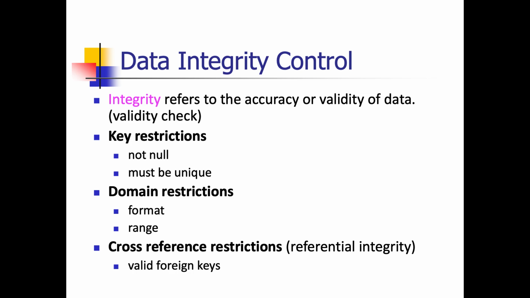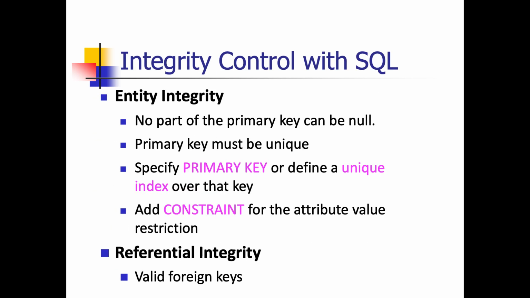And then we have domain restrictions. Domain restrictions are about the format or the range of the values. For example, you want the values of a specific column to be in a specific range or in a specific format. And finally, referential integrity or cross-reference restrictions about valid foreign keys. We already explained a lot about foreign keys, so we are going to see more with the examples.